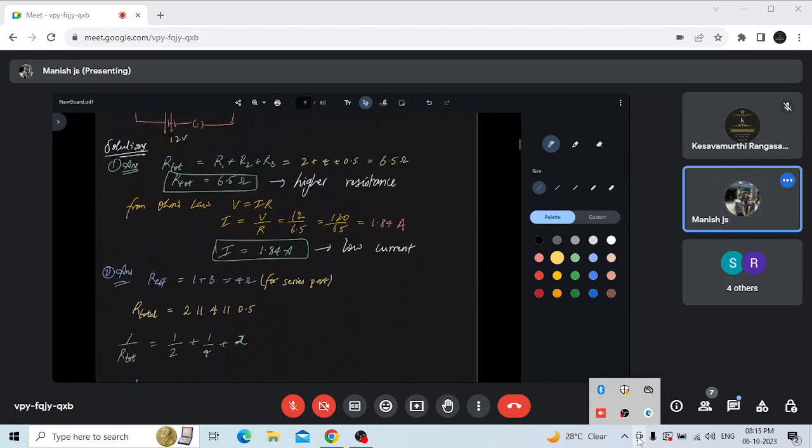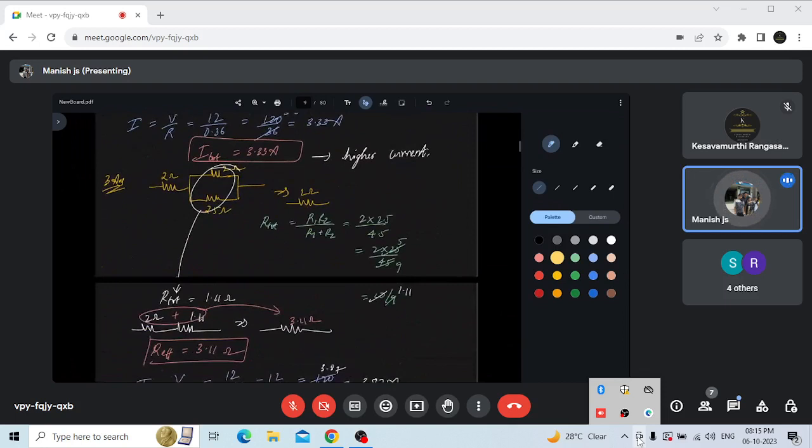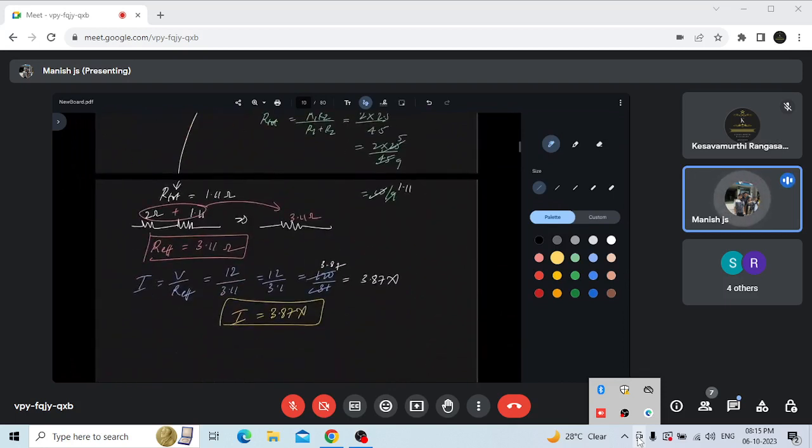Okay, so now the combinations, I hope it's now clear. So what are the combinations we tried to understand? And we also found out what the current flow is and what the total resistance is. Okay, so that is what we have learned for today. So this is the basic analogy.